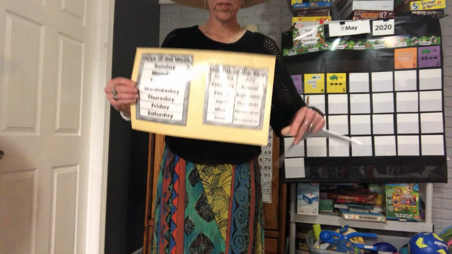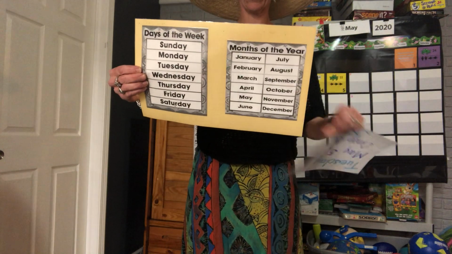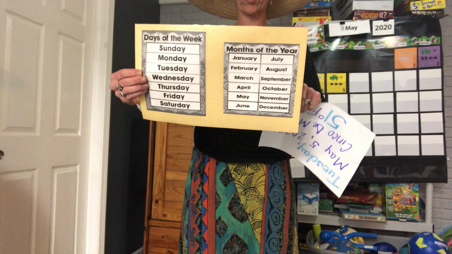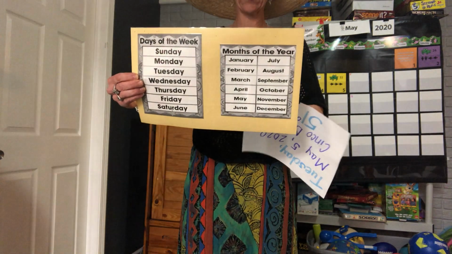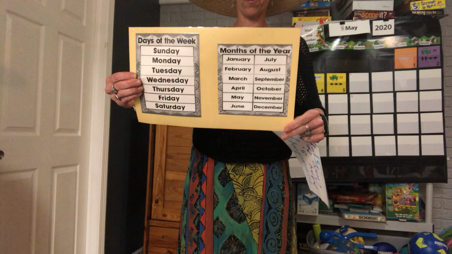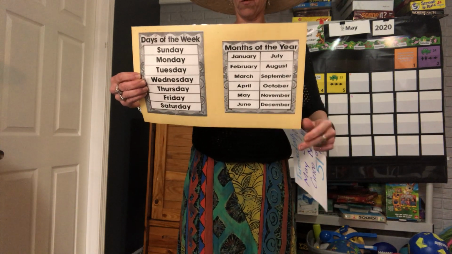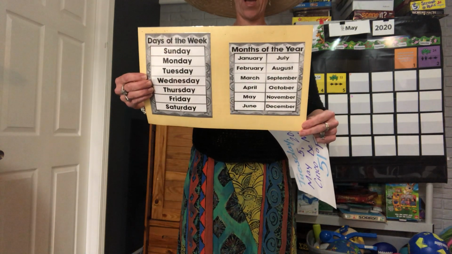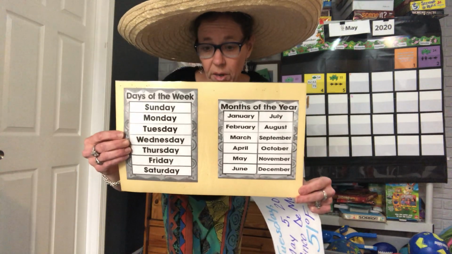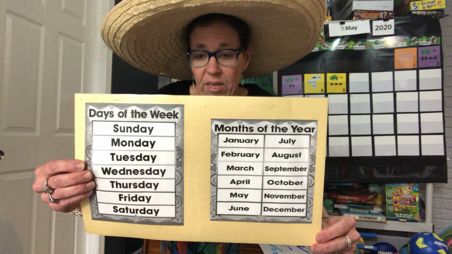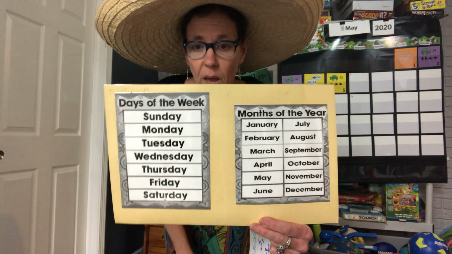Months of the year. January is enero, February is febrero, March is marzo, April is abril, May is mayo, June is junio, July is julio, August is agosto, September is septiembre, October is octubre, November is noviembre, and December is diciembre. Those are our days of the week and months of the year.